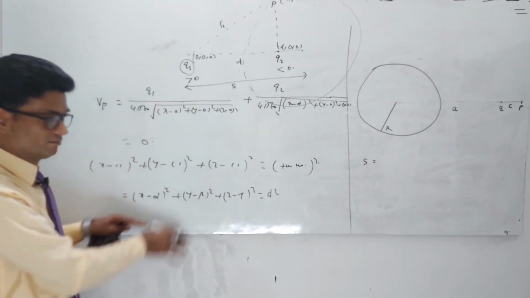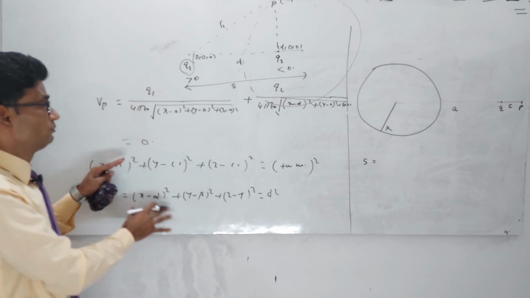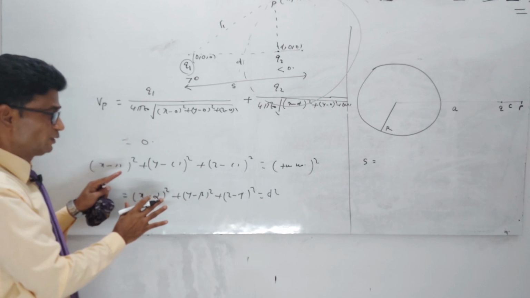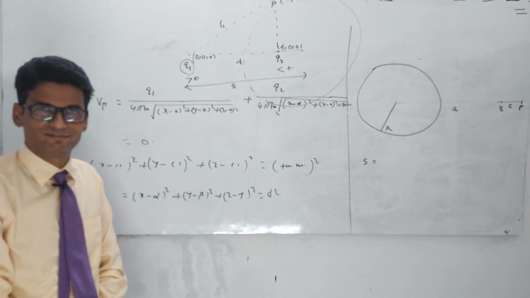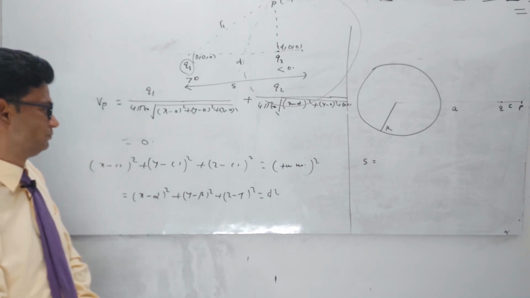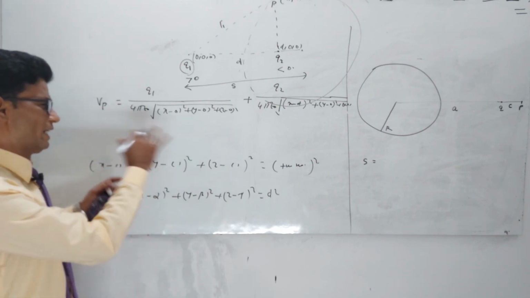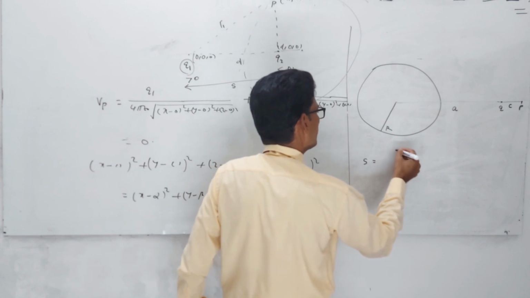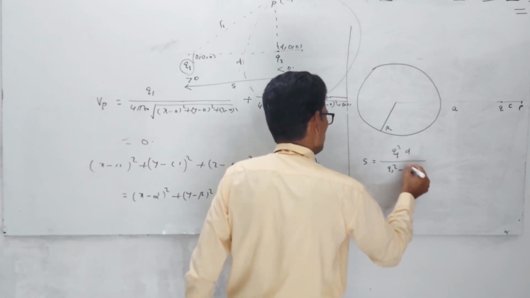after doing these things, it is up to you how you can manage these things. If you are unable to manage these things, you may comment in the comment box. So we will take, however you are able to do that. So S is equal to q1 square d over q1 square minus q2 square.